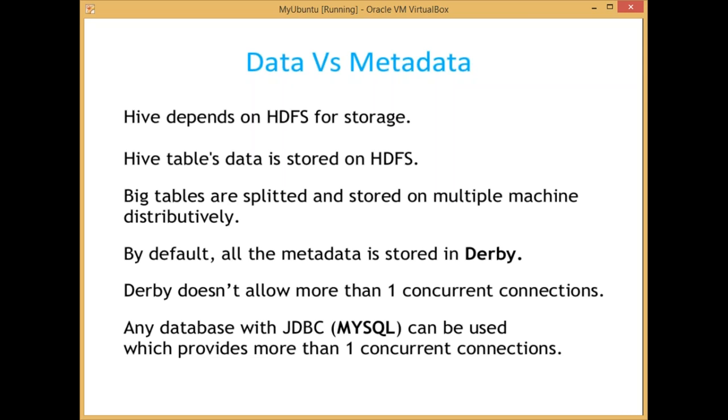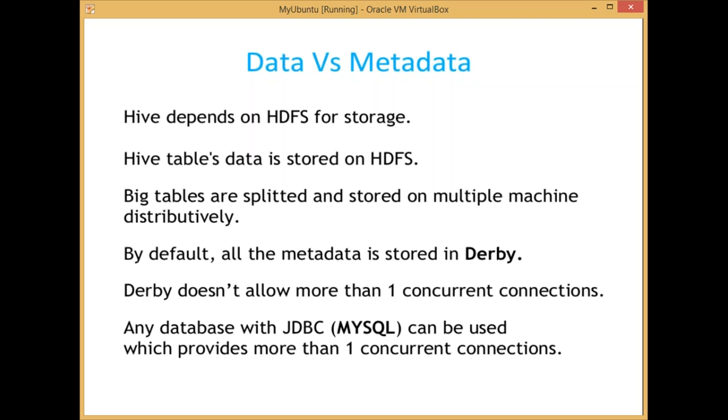On the other hand, if I talk about Hive, Hive depends upon HDFS for storage. Hive tables data is stored on HDFS. Big tables are split and stored on multiple machines distributively. The same was happening in HBase also. The big tables were split and stored distributively on multiple machines. That was about data. What about metadata?